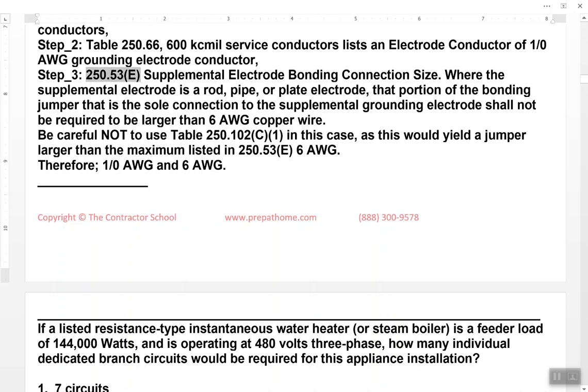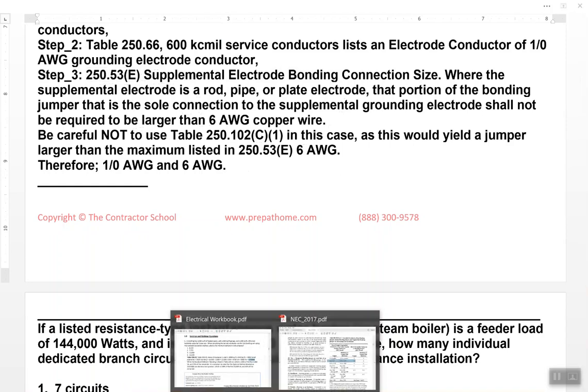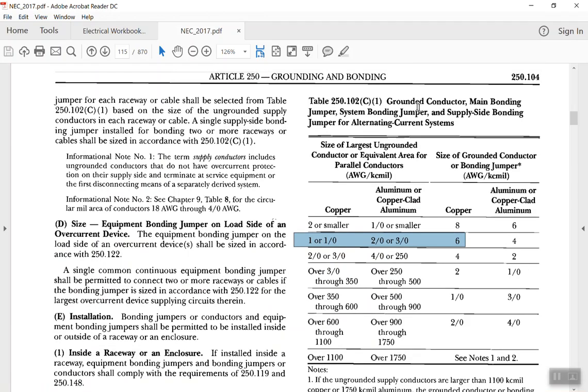250.53(E). Why? Because it's a supplemental electrode bonding connection, and I kind of like making sure we get this in our notes, because this article is confused and people don't know it exists. 250.53(E) is where we're going. 250.53(E). Let's go ahead and go there in our code books, please.